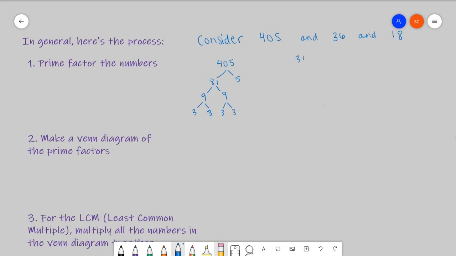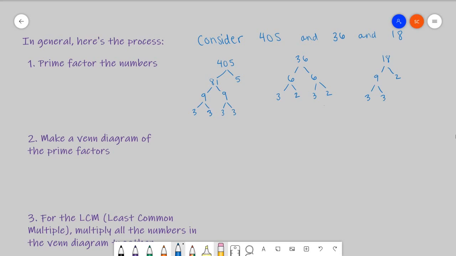36, well that's 6 times 6, so let's divide that. 6 times 6, and then 6 is split again into 3 and 2, and 3 and 2 again. Prime numbers there, so I know I'm done. And then 18, let's prime factor that. So 9 and 2, 9 splits into 3 and 3. And then I'm pretty confident I'm done here because those are prime numbers.